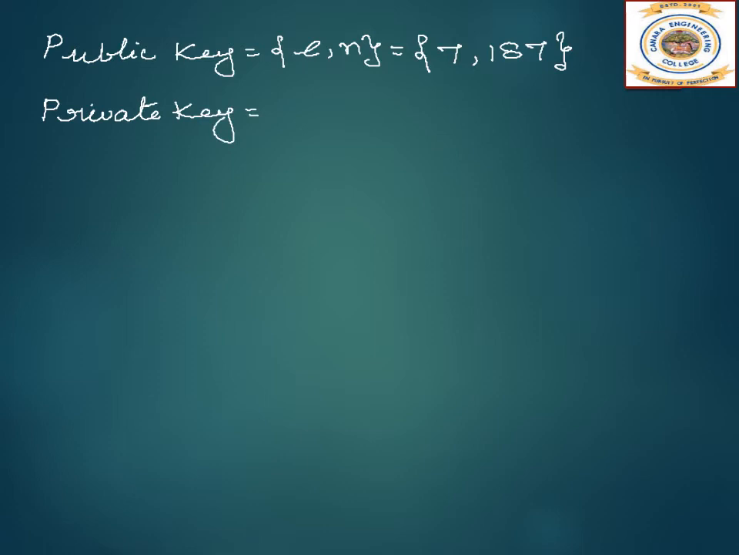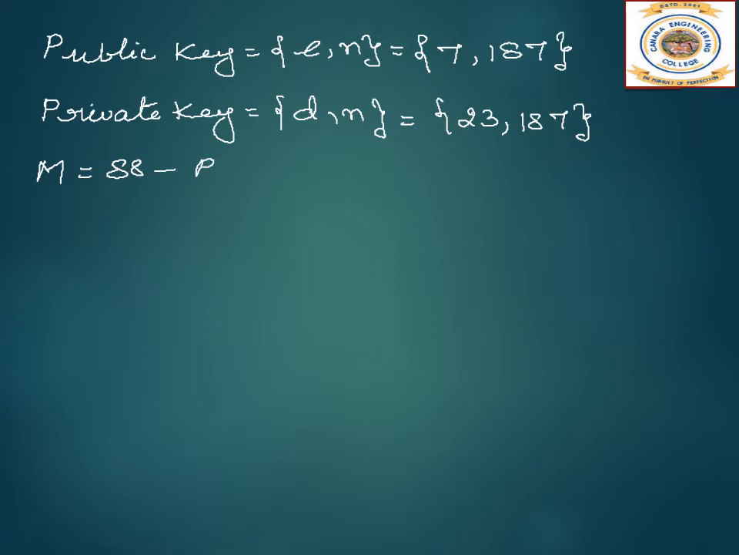Private key is D comma N. So what is D? D we got it as 23. So the private key is 23 comma 187. And now we know the plain text M is equal to 88. Okay, this is the plain text. Let us do the encryption process.